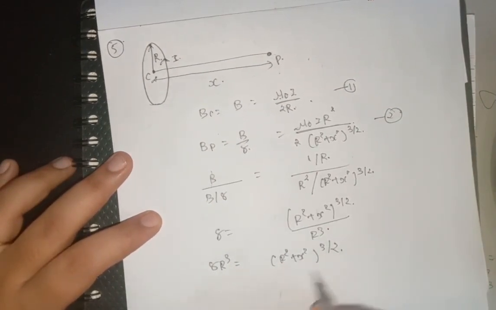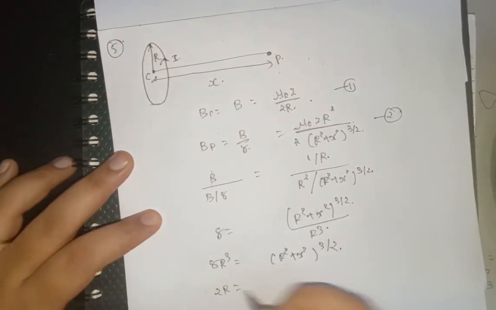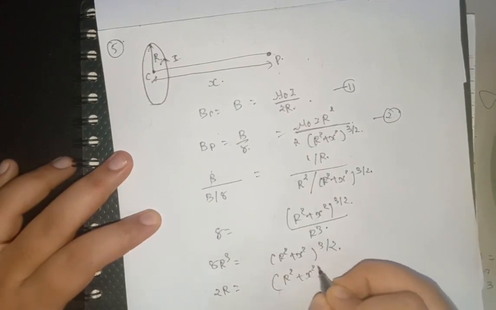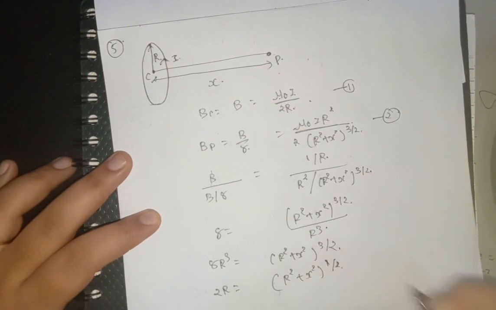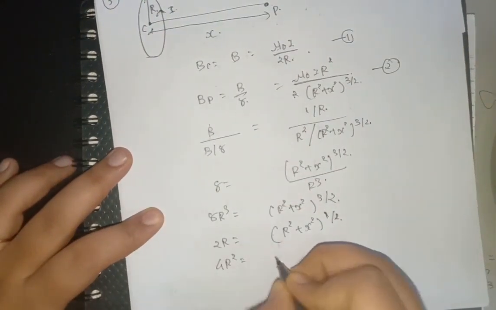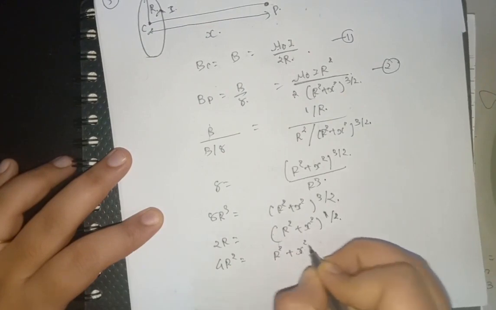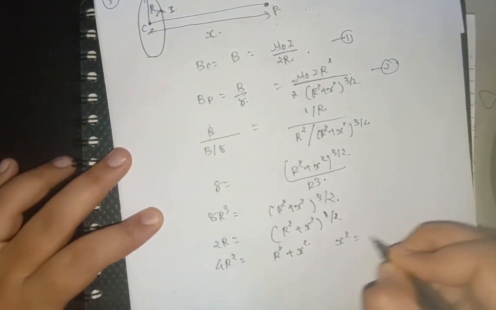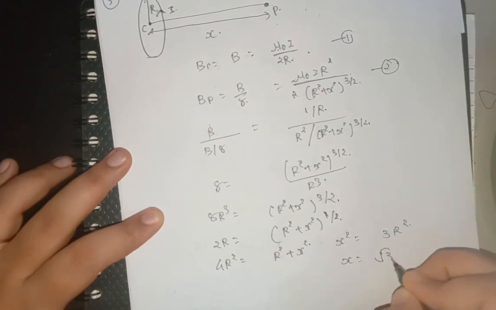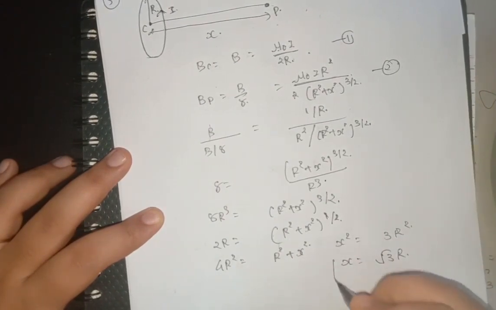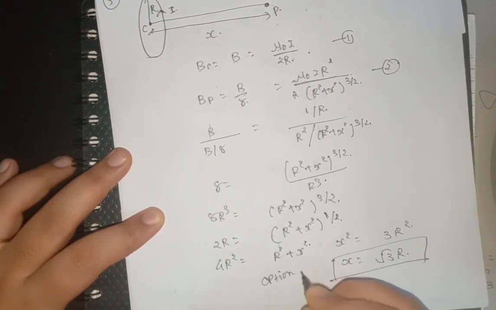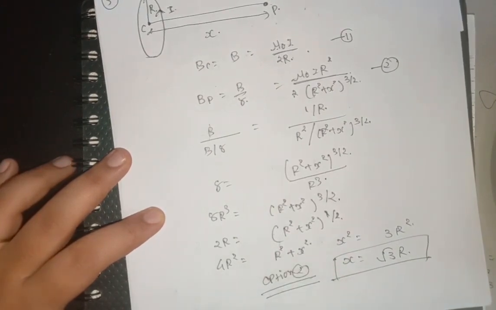So 8r cube equals (r square plus x square) power 3 by 2. Taking the cube root on both sides, we get 2r equals (r square plus x square) power 1 by 2. Squaring both sides, 4r square equals r square plus x square. So x square equals 3r square and x equals root 3 r. So option 2 is the correct option.